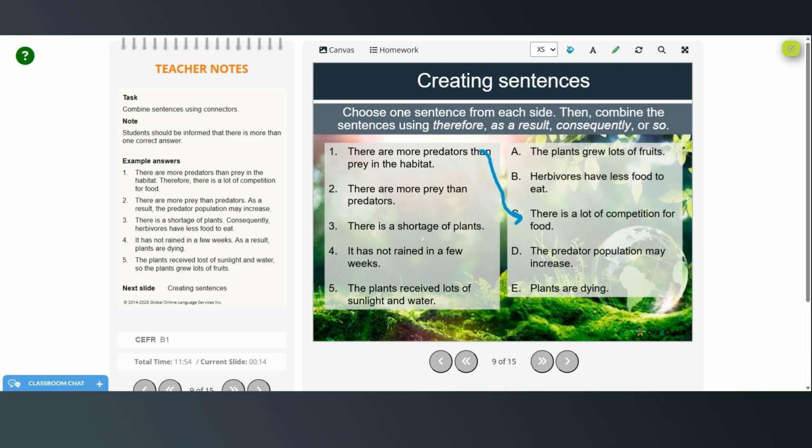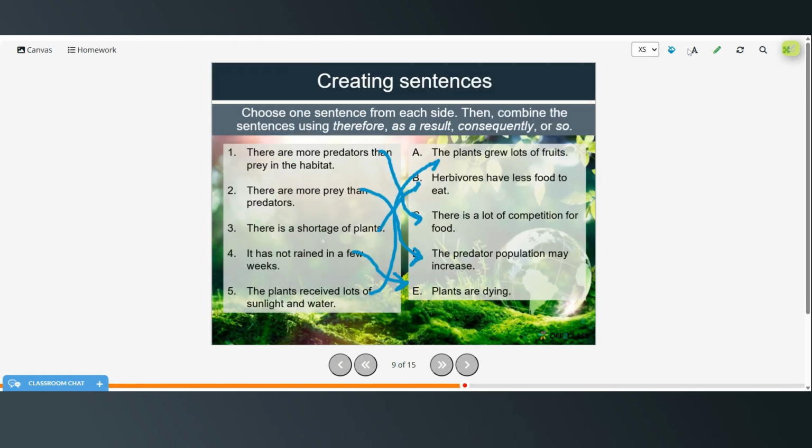There are more prey than predators. As a result, the predator population may increase. There's a shortage of plants. Consequently, herbivores have less food to eat. It has not rained in a few weeks. As a result, plants are dying. And the plants received lots of sunlight and water, so the plants grew lots of fruits. And there might be other combinations of using the connector words, but those are just some examples.